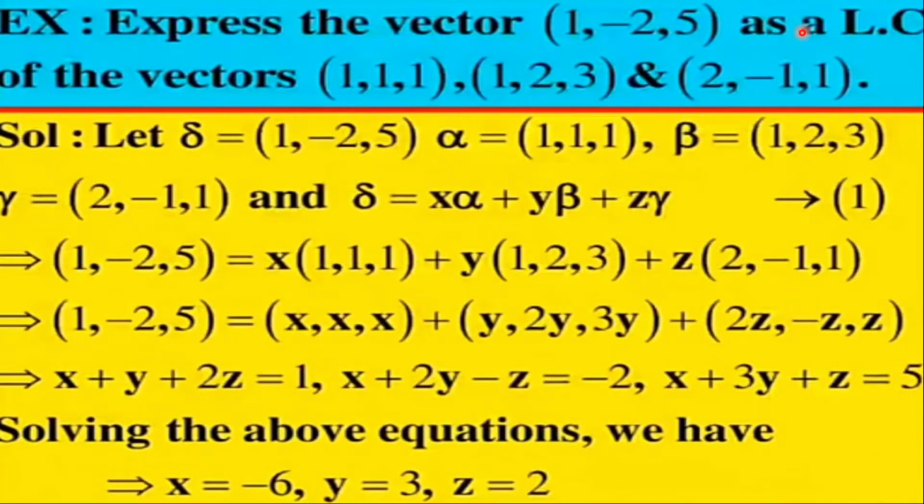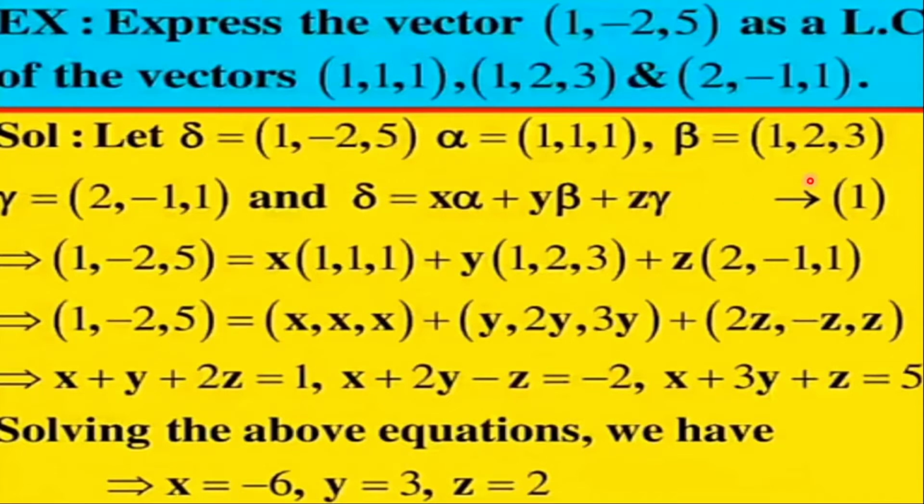as a linear combination of the vectors (1, 1, 1), (1, 2, 3) and (2, -1, 1). Solution. Let delta equal to (1, -2, 5), alpha equal to (1, 1, 1), beta equal to (1, 2, 3), gamma equal to (2, -1, 1) and delta equal to x alpha plus y beta plus z gamma.